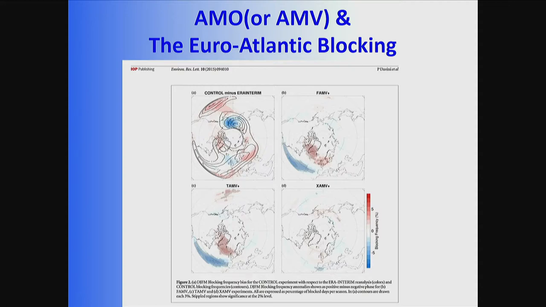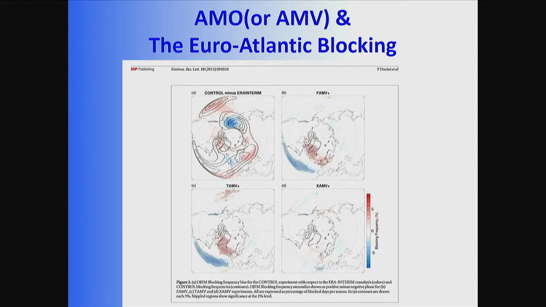And actually, this is as far as the blocking is concerned, and this is a bidimensional blocking index for the reanalysis in the contour. And instead, you can see in shading the difference between the control EC-Earth and ERA-Interim reanalysis, showing that the model has actually underestimated the blocking over the Pacific, but has a good representation of both the Greenland blocking and the Scandinavian blocking.